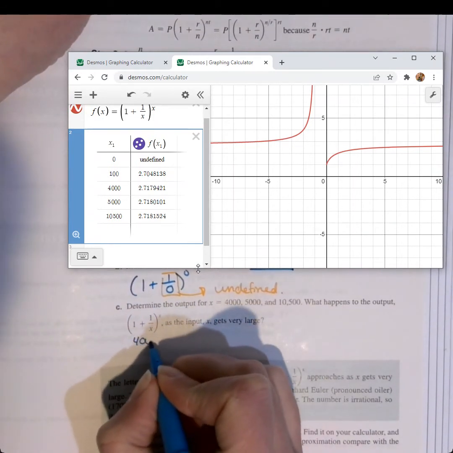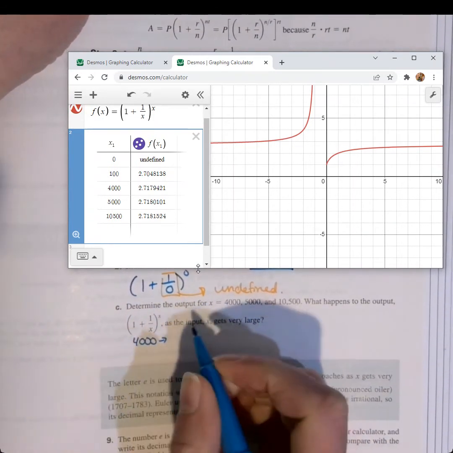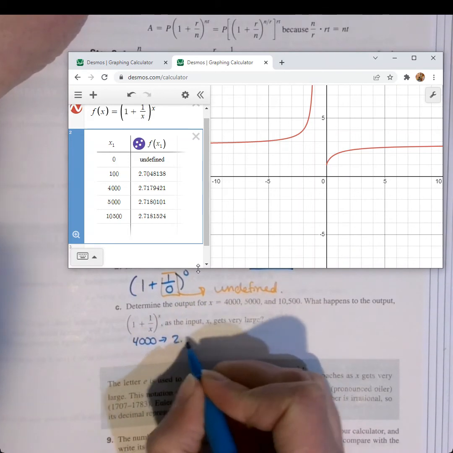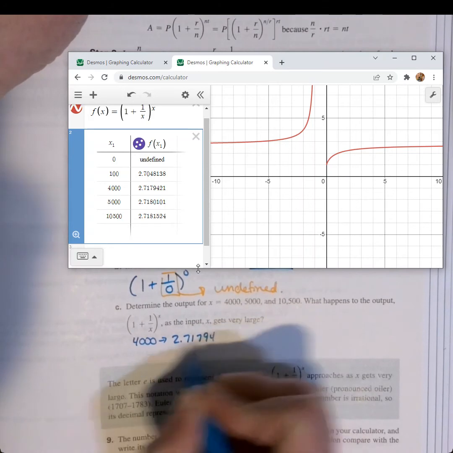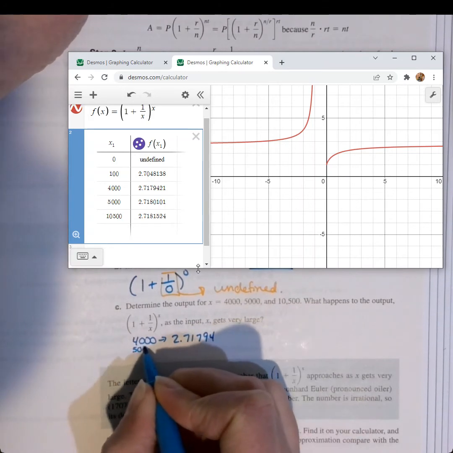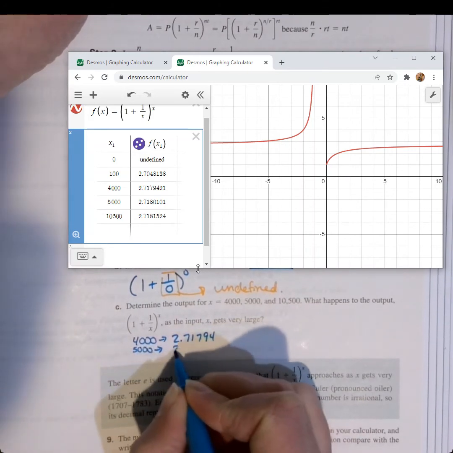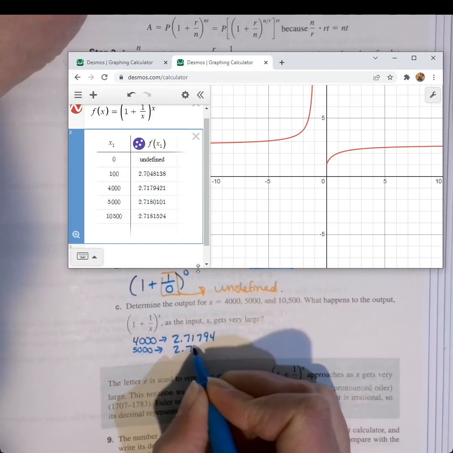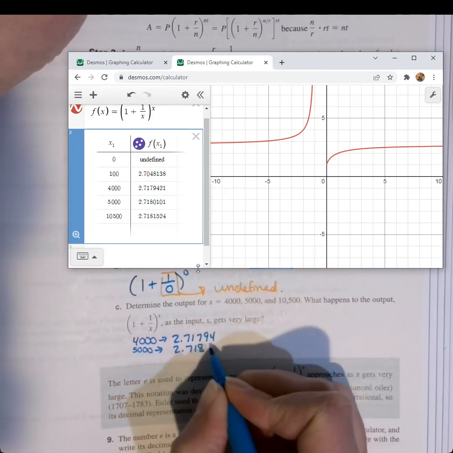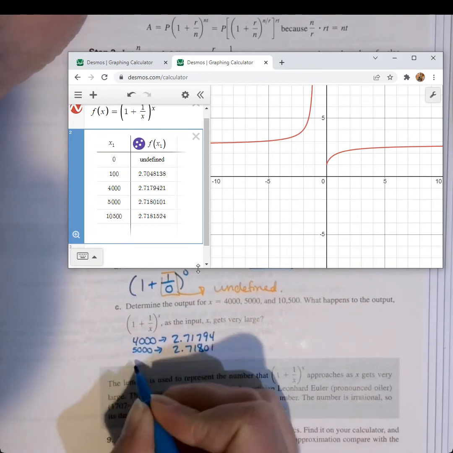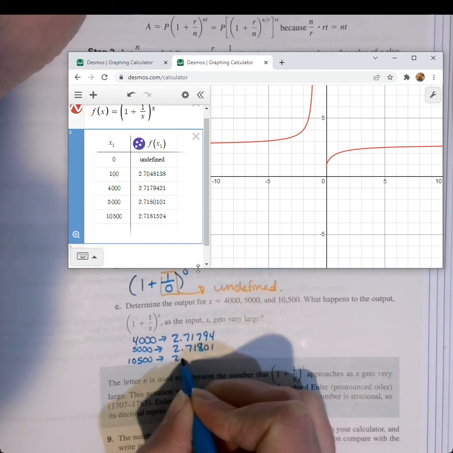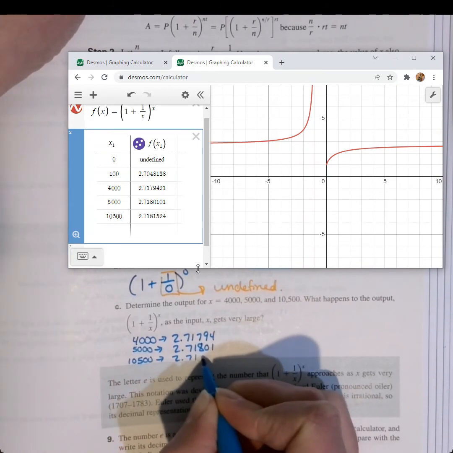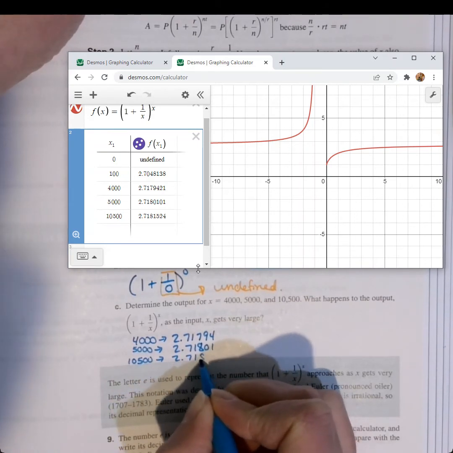So for 4,000, we see 2.71794. For 5,000, we see 2.71801. And for 10,500, we see 2.71815.